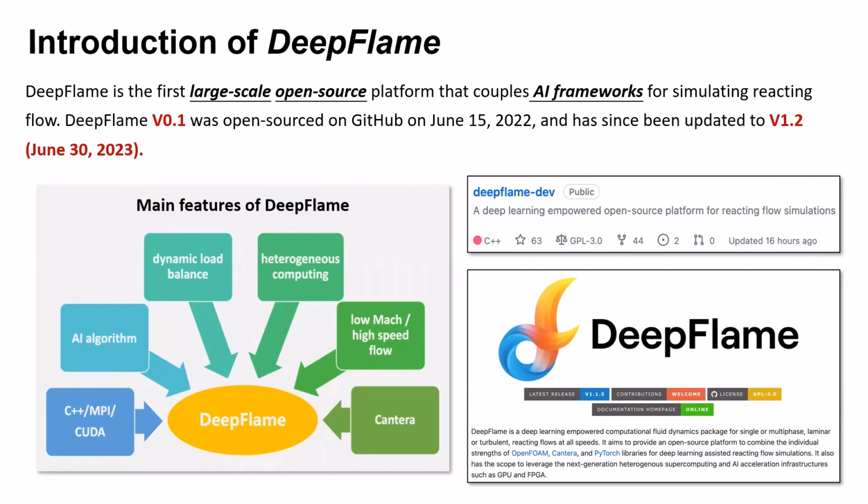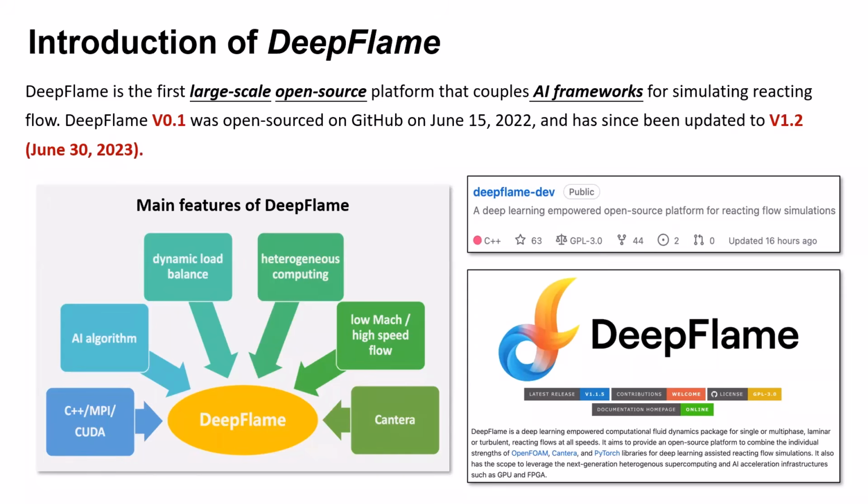So we developed an open source platform named deepflame. deepflame is the first large-scale open source platform that couples AI frameworks for simulating reactive flow. deepflame version 0.1 was open sourced on GitHub on June 15, 2022, and has been updated to version 1.2 recently. This is the main feature of deepflame. It is constructed based on OpenFOAM, Cantera, and LibTorch, which is the C++ version of PyTorch and has good support for AI frameworks. And this is our GitHub link, and you can find more information there.